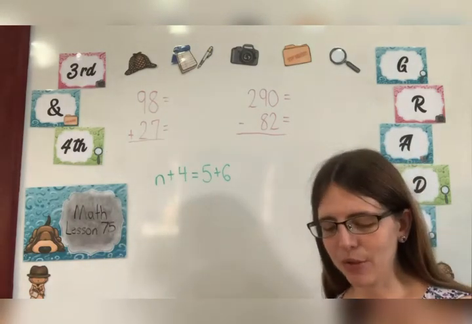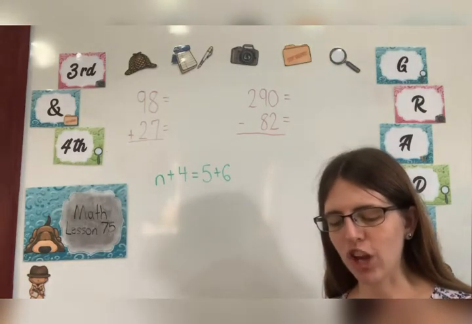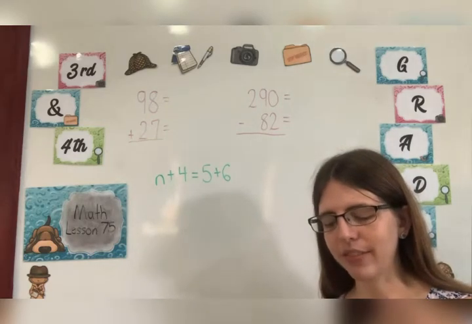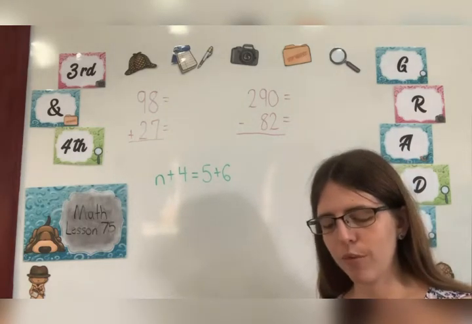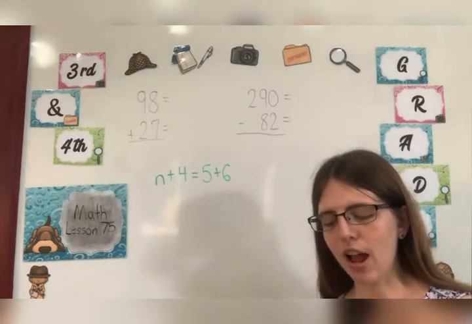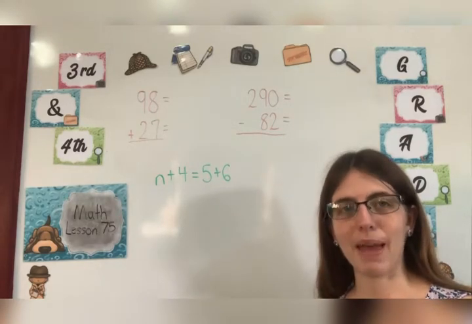Okay, number 3 says solve the story problems. Hannah and her mom went shopping for party supplies. They spent $4.95 on paper plates, $3.49 on cups, and $2.89 on napkins. How much did they spend?